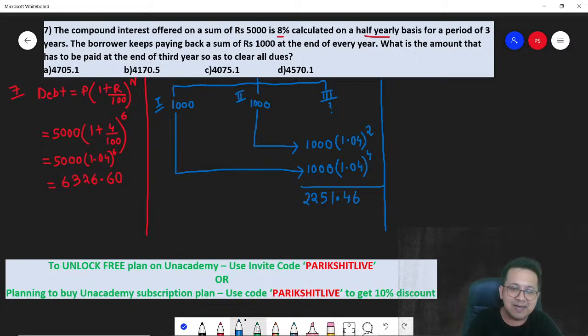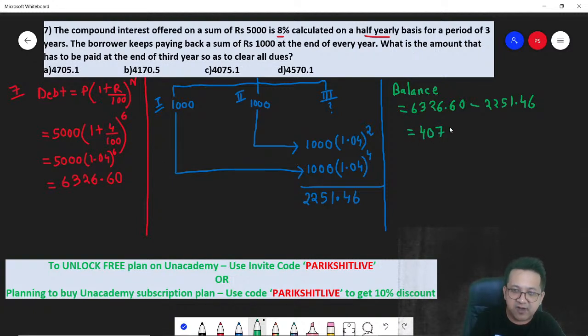Remember, they say you got to clear your debt at the end of 3 years. So what is your balance? Balance was total debt, which is 6326.60 minus whatever you have paid. How much you paid? 2251.46. So the remaining you got to pay now. So we will do the calculations. Once you do the calculations, how much you'll get? 4075.1. That's the answer.